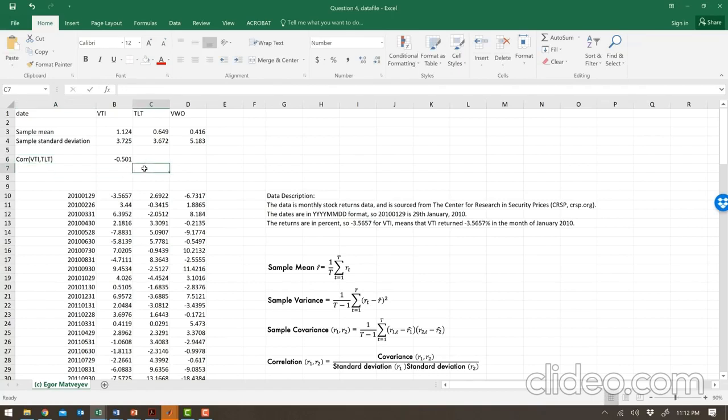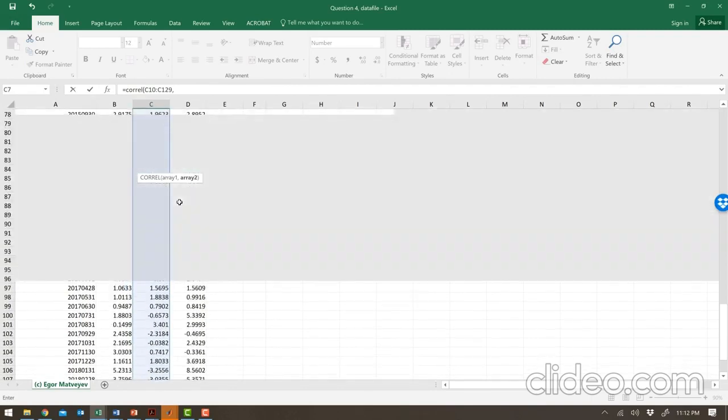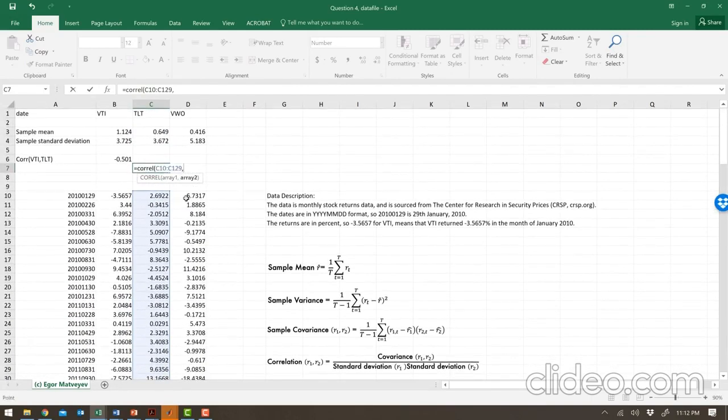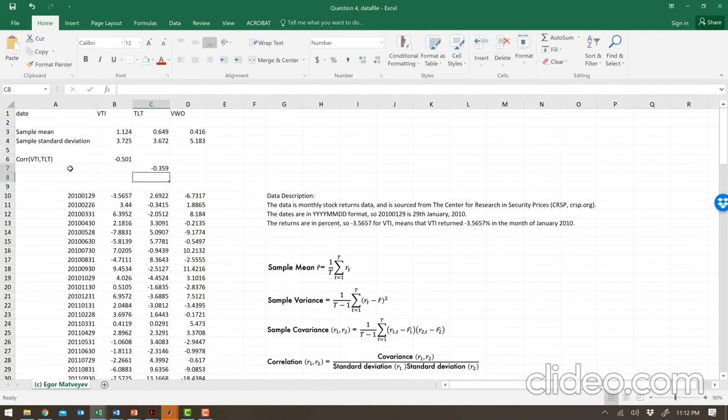The other correlation here will compute the correlation between TLT and the emerging market ETF. So this one, and this is the second array. So this would be the correlation between TLT and VWO.